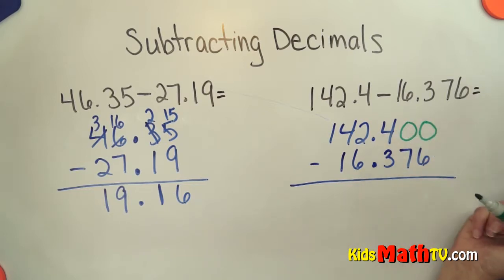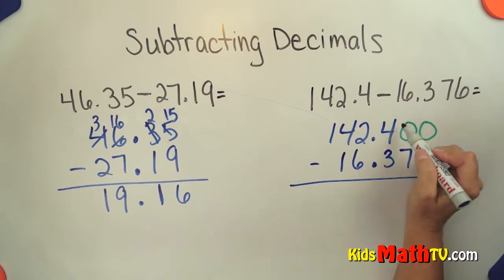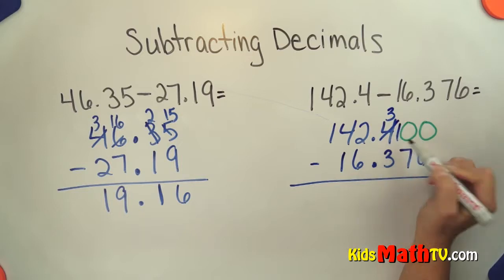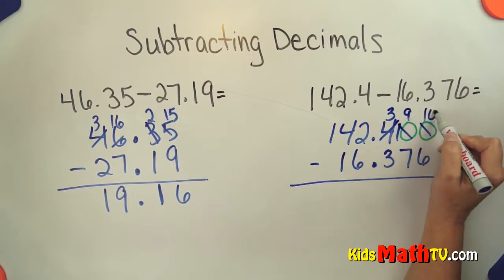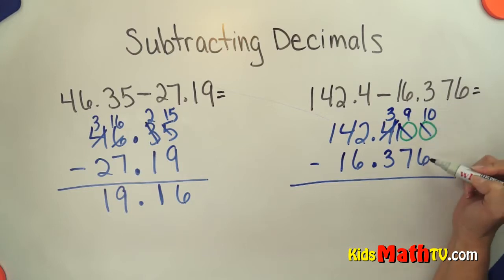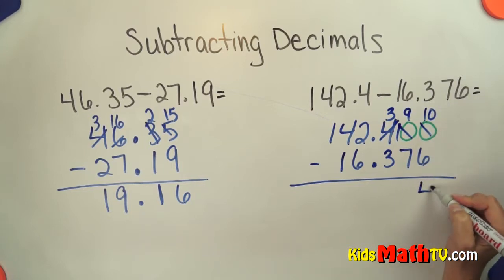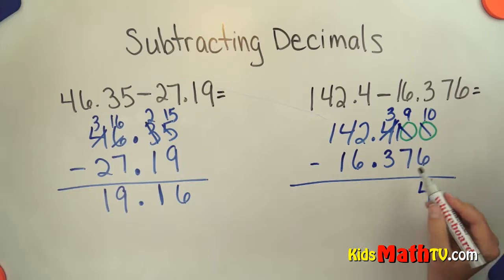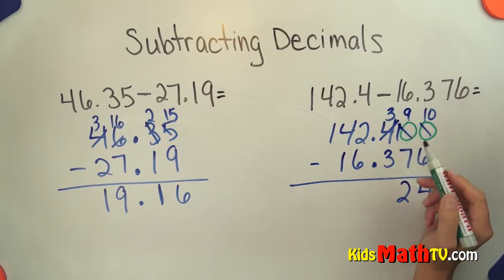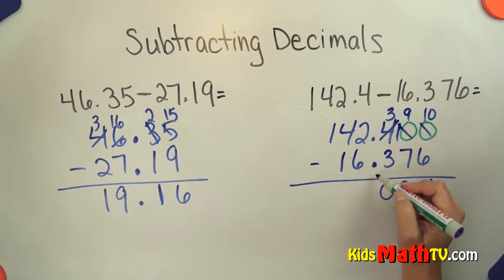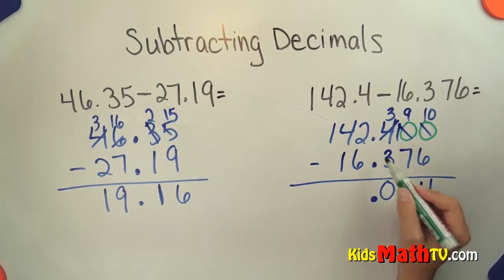We actually have to go and borrow. So we're going to borrow from the 4. And then that becomes 10. We're going to borrow from that, becomes 9, and now we have 10 here. 10 subtract 6 is not 6, it's 4. 9 subtract 7 is 2. We have 3 subtract 3, which is 0, and our decimal point comes straight down.